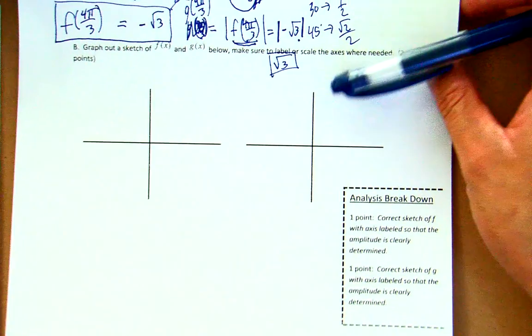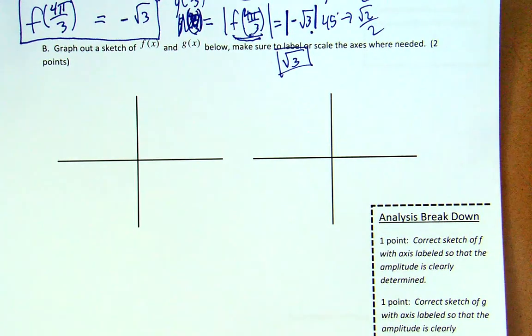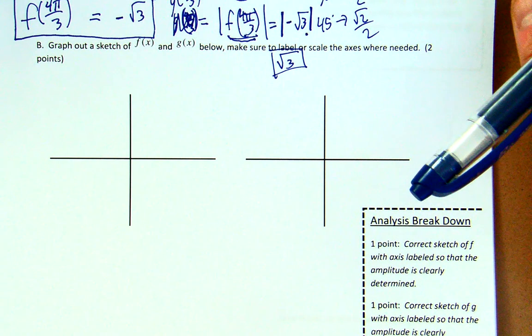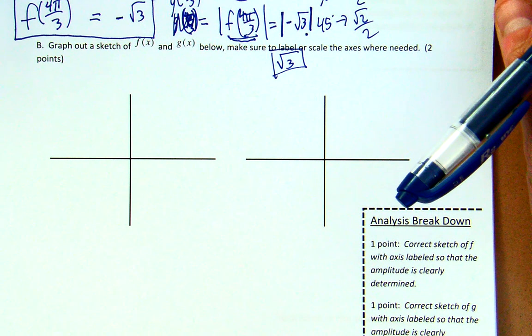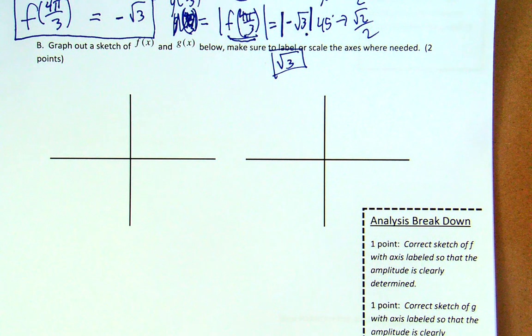Let's go ahead and read part B. Jennifer, can you read it for us, please, miss? Graph out a sketch of f of x and g of x below. Make sure to label or scale the x's where you did.